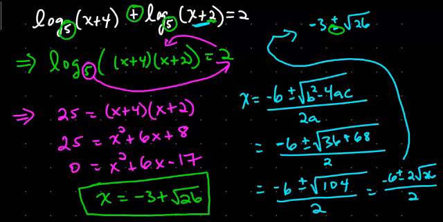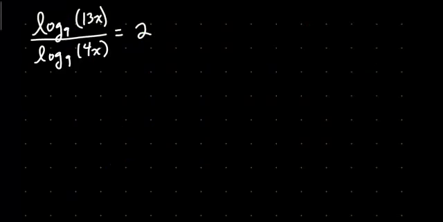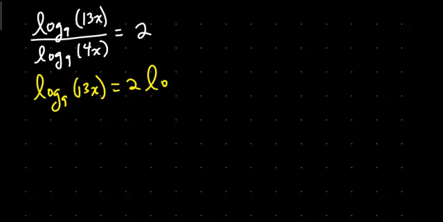Okay. Let's see. Maybe we've got time for one more. Let's go here. So log base 9 of 13x divided by log base 9 of 4x equals 2. Let me just knock this thing out. Let's use yellow. We haven't used that in a while. So I've got that log base 9 of 4x in the bottom. I need to get it out. Multiply both sides by that, and we get log base 9 of 13x equals 2 times log base 9 of 4x. Okay?